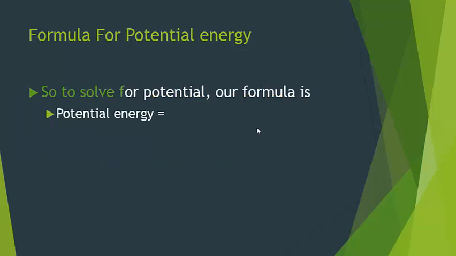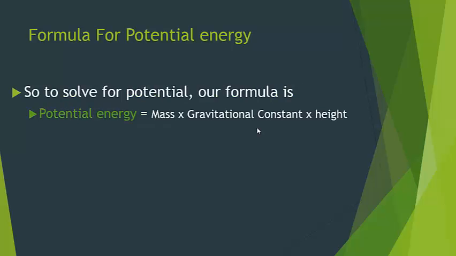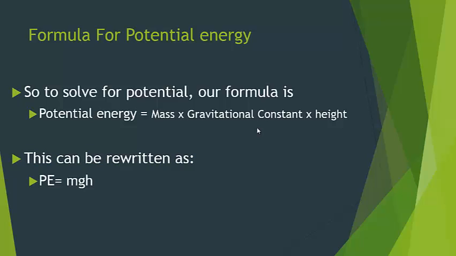To solve for potential energy, our formula is potential energy equals mass times the gravitational constant times the height. This can be shortened to PE equals mgh. PE standing for potential energy, m standing for mass, g standing for gravity, and h standing for height. So, now that we know the formula, let's take a look at another way we can figure out what we are solving for depending on our given information.